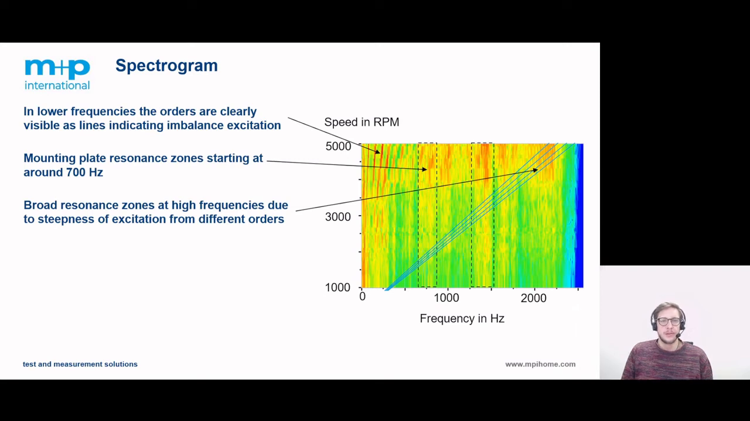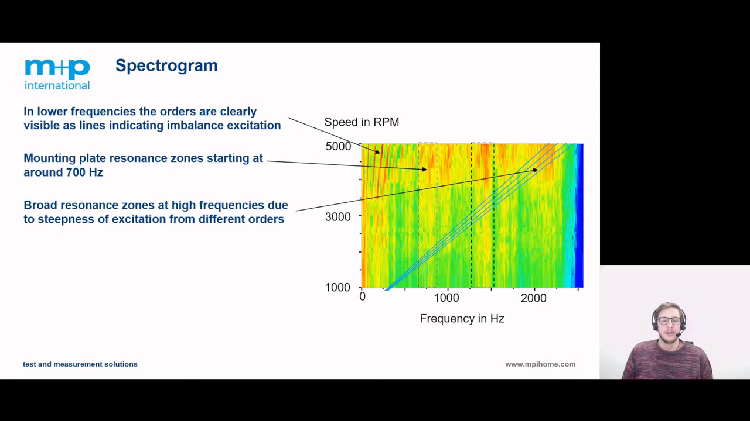In higher frequency ranges, starting at around 700 to 900 Hertz, you can see multiple resonance zones. Resonance zones always show as nearly vertical lines or vertical zones in the spectrogram, as you can see by the two zones I marked with the boxes there.